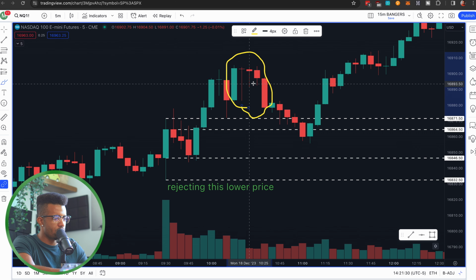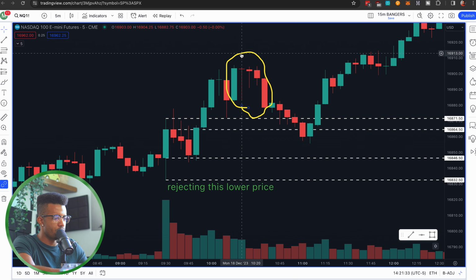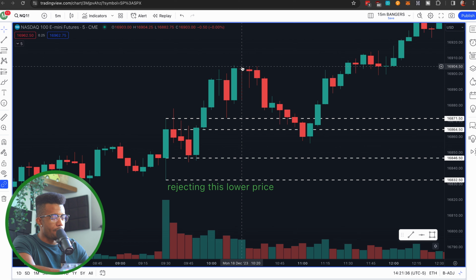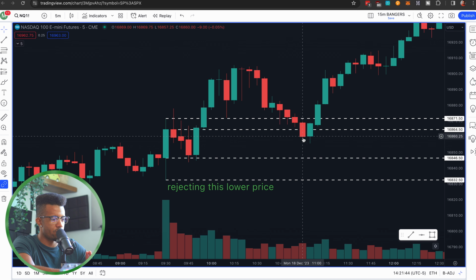is that we rejected this lower price. The market wanted to move away from that price. I'm not talking about volume in this, right? Volume confirms what these candles are doing, but because we could see right after this, we came down, right? There's like low volume tests and all these different things we could talk about.